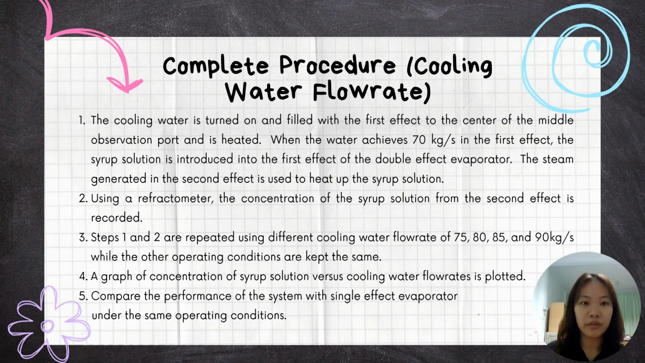For the cooling water flow rates, it's basically the same with the cooling water temperatures, just that we need to repeat the experiment with different flow rate of 70, 75, 80, 85, and 90 kg per second. The graph of concentration of syrup solution versus cooling water flow rates is plotted.